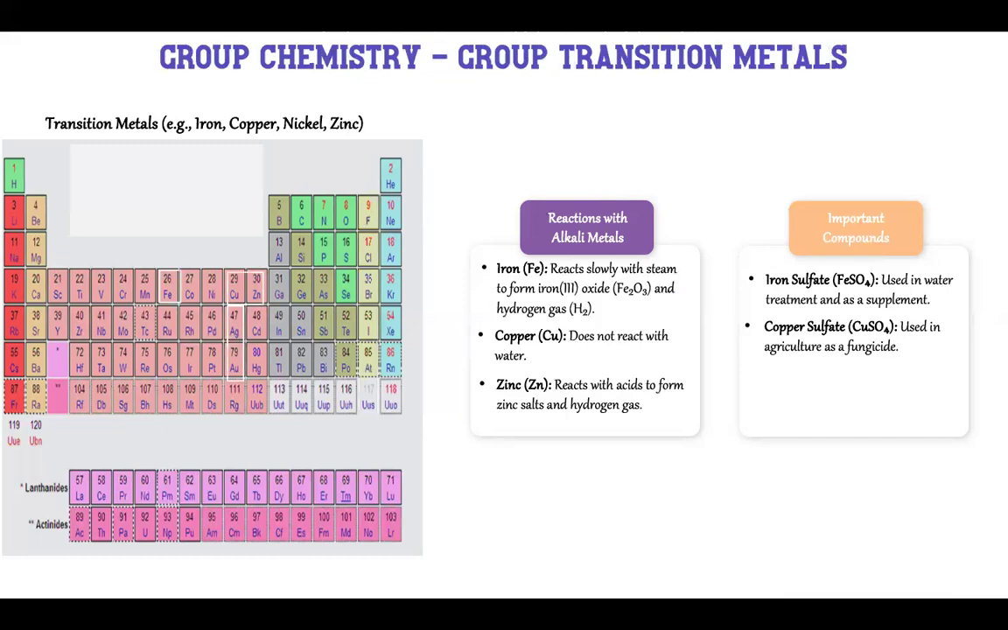And finally, we have the transition metals, which consist of iron, copper, nickel, and zinc, and how they react. Let's look into iron. Iron reacts slowly with steam to form iron oxide and hydrogen gas. Copper does not react with water. And zinc reacts with acid to form zinc salts and hydrogen gas. The important compounds related to transition metals include iron sulfate, which is used in water treatment as a supplement, and copper sulfate, which is used in agriculture as a fungicide.